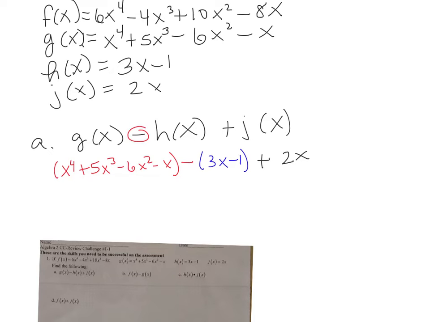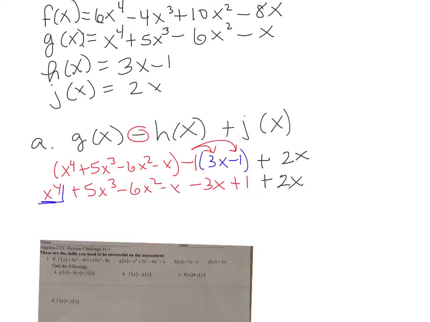All right, now let's remember, follow order of operations, so I have to subtract first. Make sure that you do distribute this -1 that's really here. So I have x to the fourth plus 5x to the third minus 6x squared minus x minus 3x plus 1. And then, since I just have this monomial at the end, I could put plus 2x at the end. All right, now let's combine like terms.